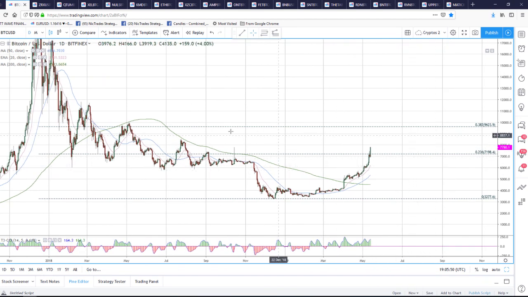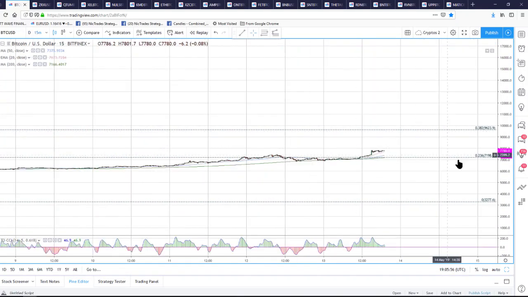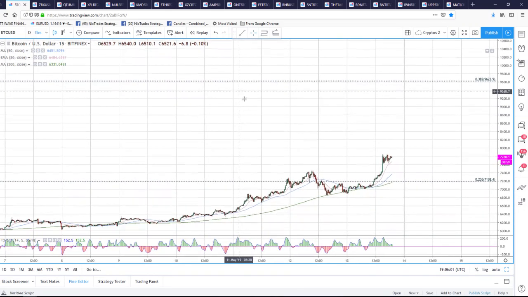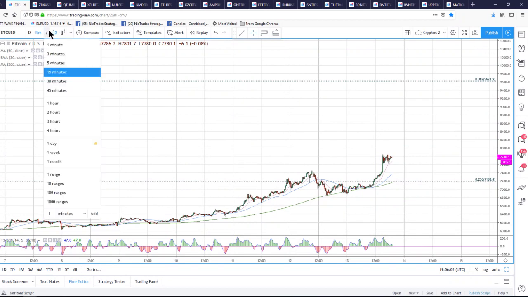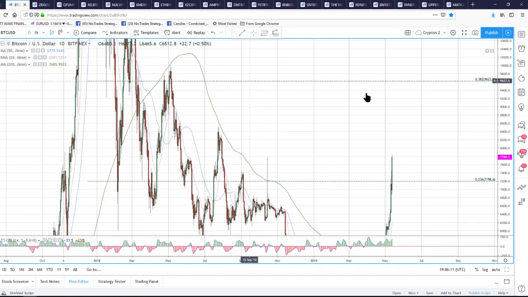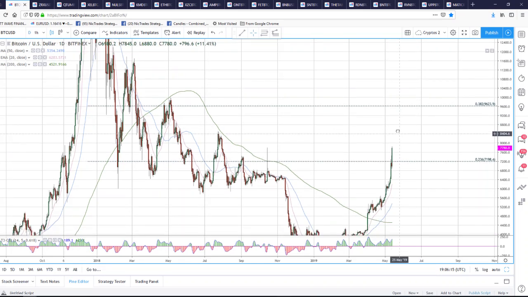Okay, so we had one day's pause at this 236 fib level, and the way they work is sometimes when you get above them, you get a little bit of consolidation back and forward, but you want to see them hold as support and then carry on higher. And that's kind of what I feel like we've done here. So our next fib target, having validated this one, is 9,600.